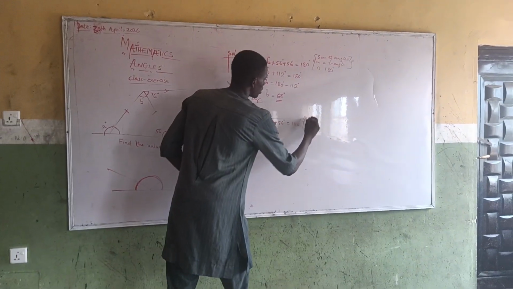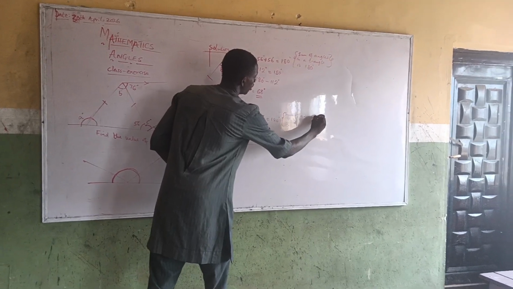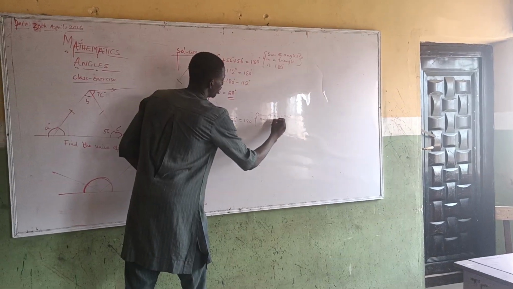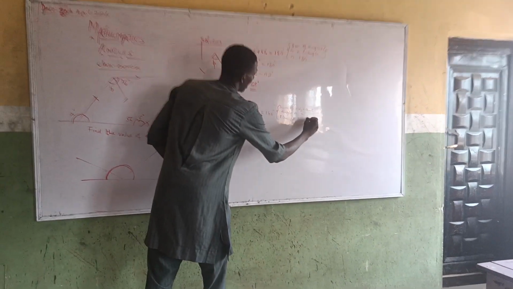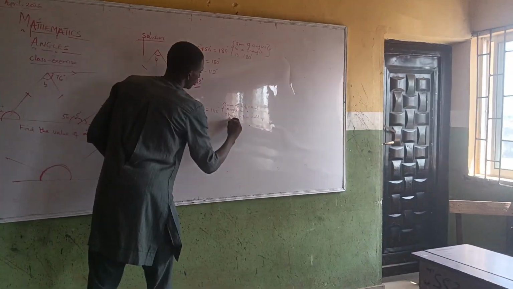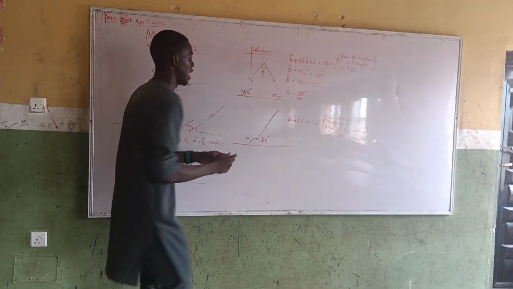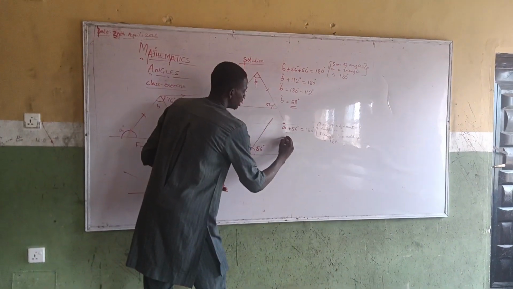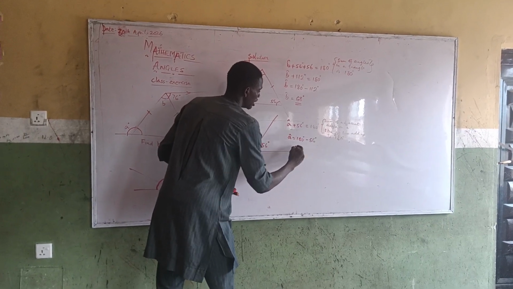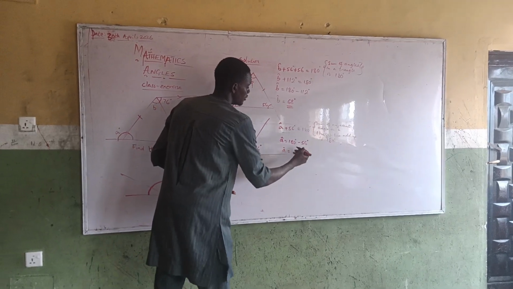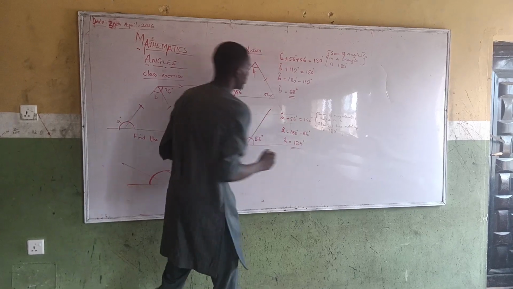So the sum of adjacent angles on a straight line add up to 180 degrees. Are we there? So let's solve for A now. To get A, we just say that we take this to that side. We say 180 degrees minus 56 degrees. So angle A now is 180 minus 56, which will give us what? 124 degrees. That's angle A.